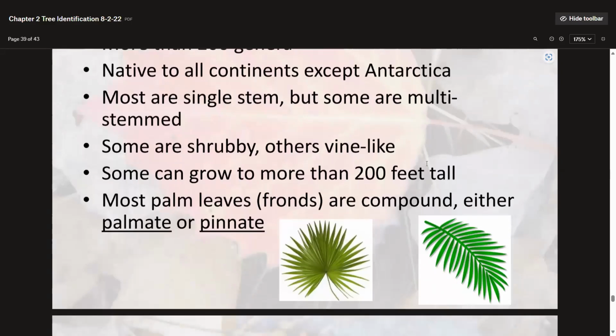Now, the pinnate on the right in this photograph, it always reminds me of a pin feather, right? A duck's pin feather or a goose. And that's kind of how I remember that shape, right? It's a pinnate, right? That'll help you ID that a little bit.